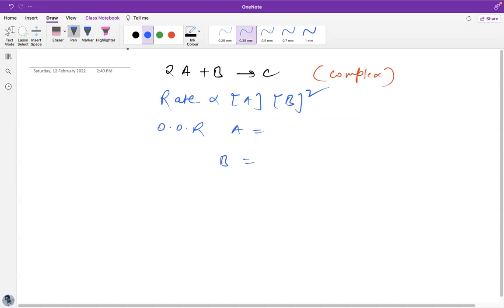So for a complex reaction, you can find your order of reaction if you have the rate law. Now it is very easy. You can see A has just one power, so we can say first order kinetics. B has two, so we can say second order kinetics. Any doubt, please tell me.